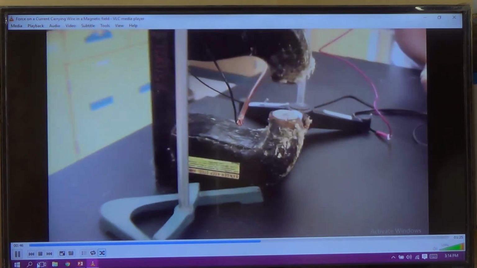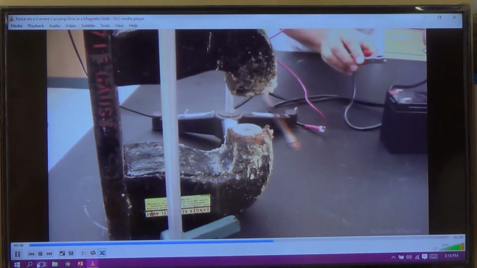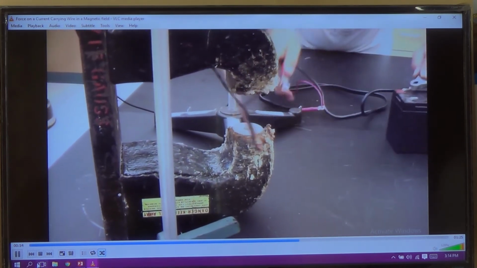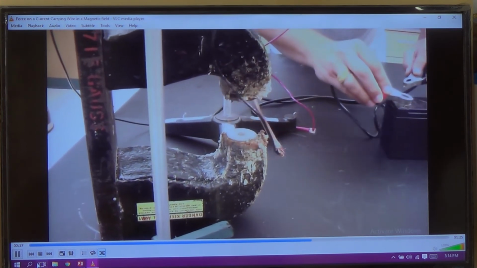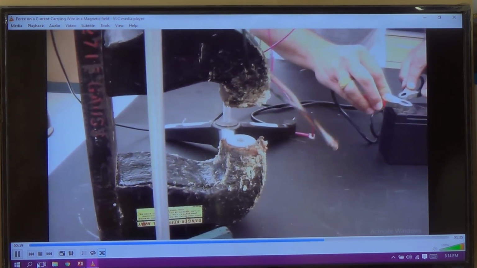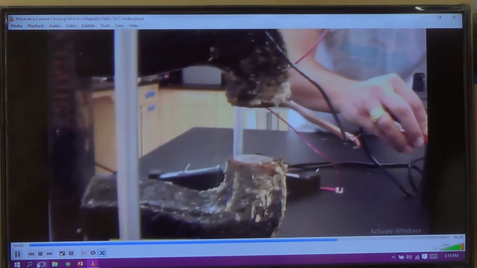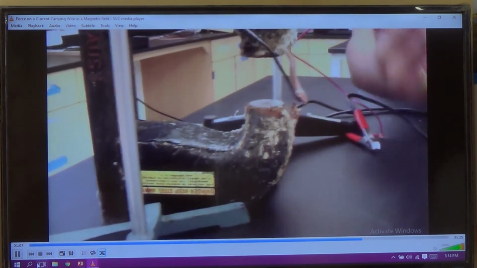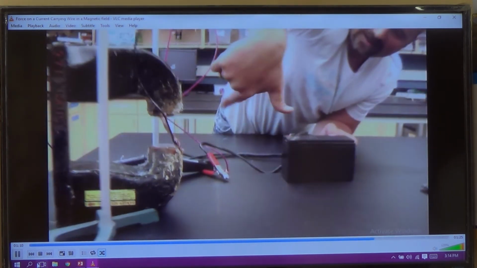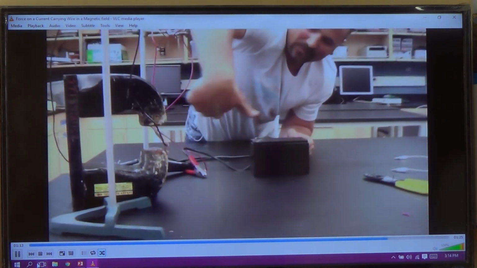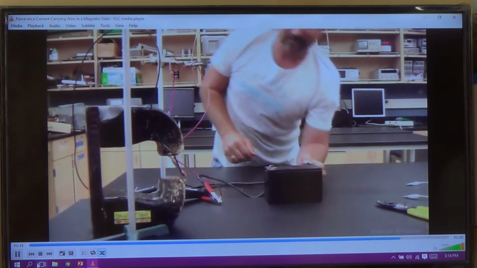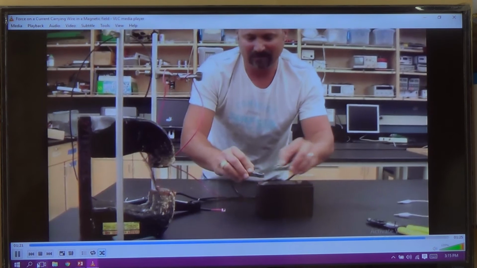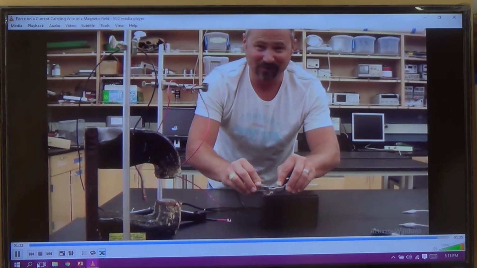Now, if I reverse the direction of the current, we expect an outward force. You see it floating there, because now that I've reversed the direction, the current is flowing this way, magnetic field is pointing up, we expect an outward force. And that's what you see. Right hand rule simplified.